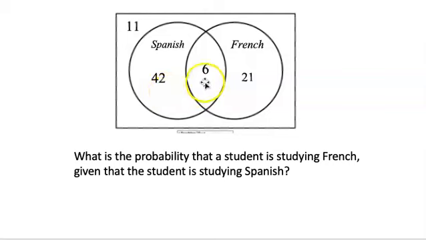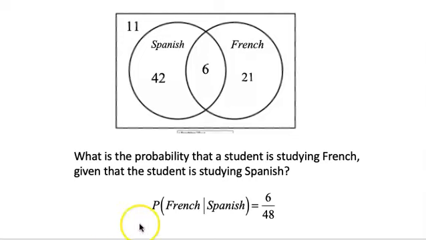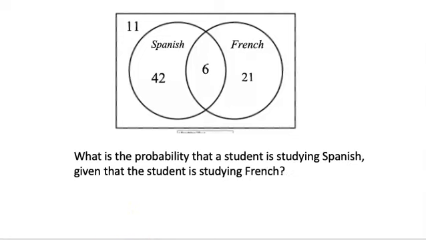Given Spanish, 42 plus 6, 48 are studying Spanish. That is my denominator. Of those 48, how many of them are studying French? Studying French given Spanish. Given 48, how many are studying French? 6 out of 48 is the probability of French given Spanish. Flipping this around, what is the probability a student is studying Spanish given that the student is studying French? So we focus on the fact that they're studying French. The 27 is our primary focus here. Of those 27, of our restricted sample, how many are studying Spanish? 6. So we get 6 out of 27.